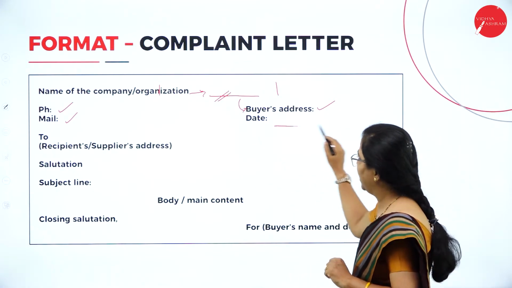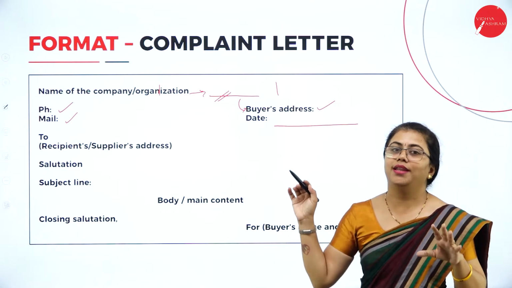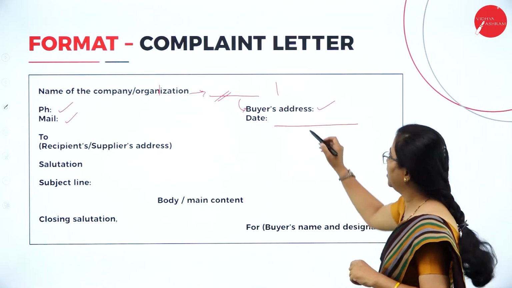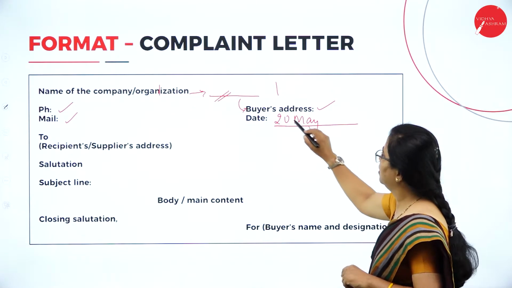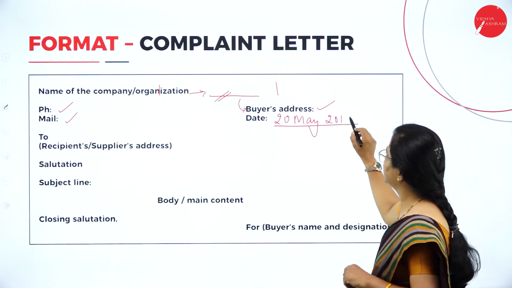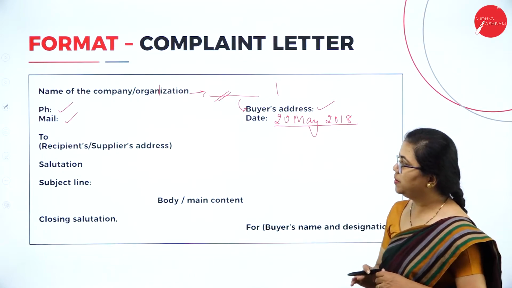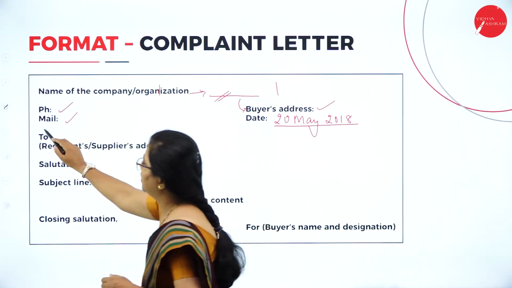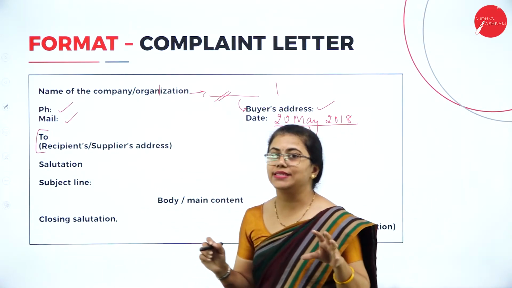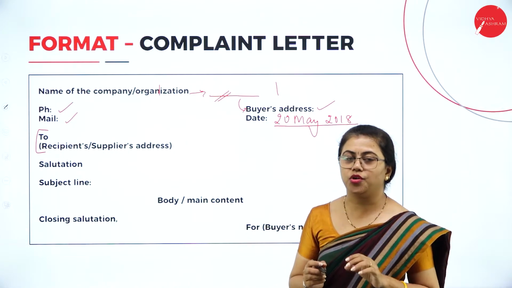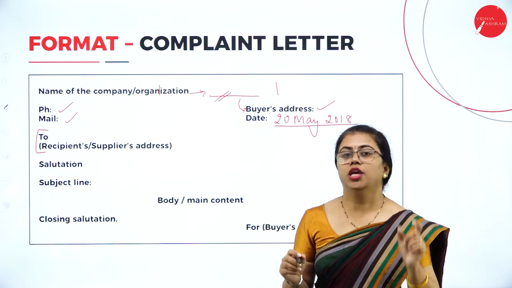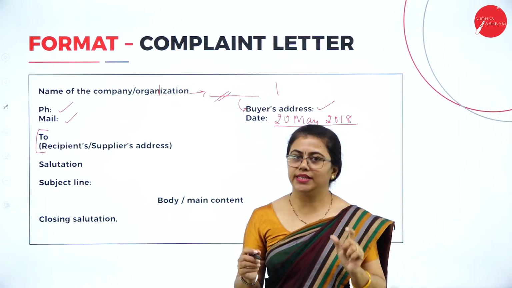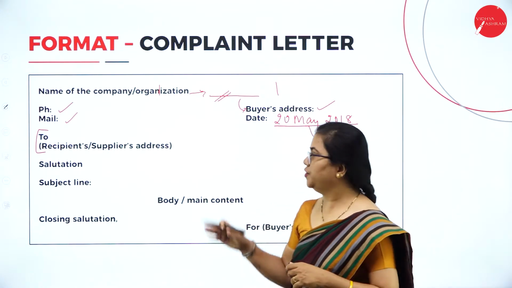Then obviously the date will be here. The date has to be in an elaborate form. For example, if it is 20th May, then you will write it like this. So this way the date has to be there. Then the recipient's name, that means the seller's name and address, you have to write. If you know the name, write the name, and please write the designation also. If you don't know the name, please write only the designation and the address of the recipient.